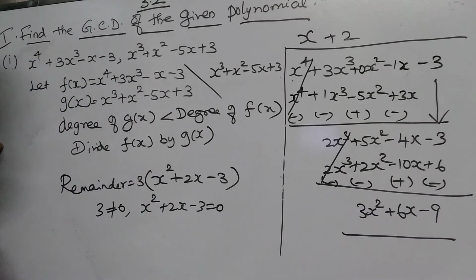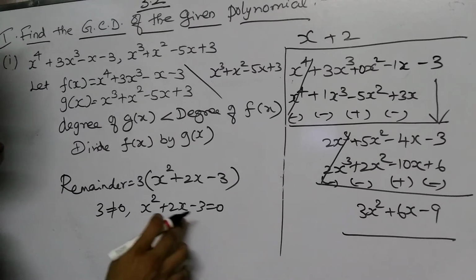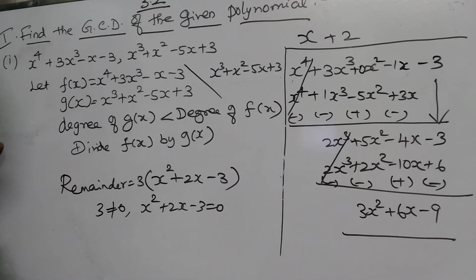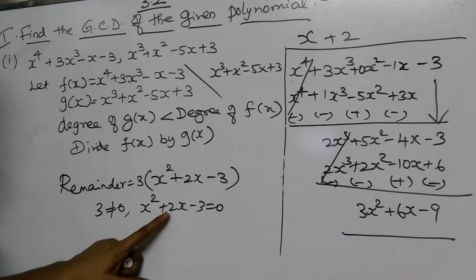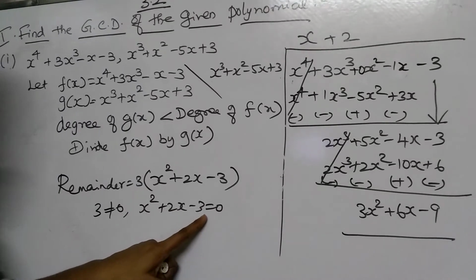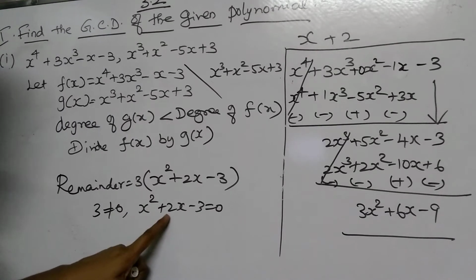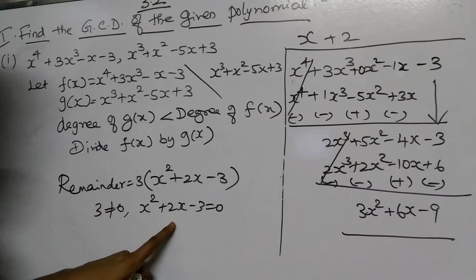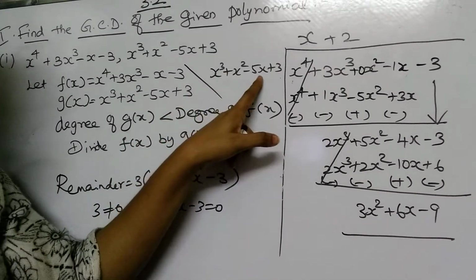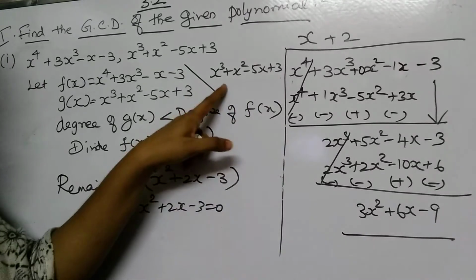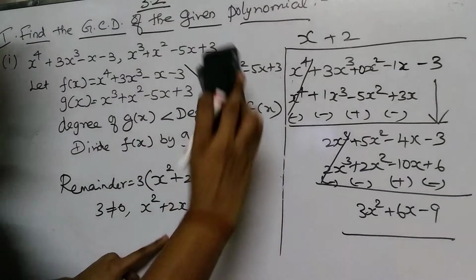You find the GCD, where the remainder is 0. Till you get the remainder 0, you keep on dividing the given polynomial. Now we have to divide the given polynomial. The remainder from before will be your divisor, and the quotient will be the previous divisor. X cube plus x square minus 5x plus 3 will be your dividend and the remainder will be your divisor.